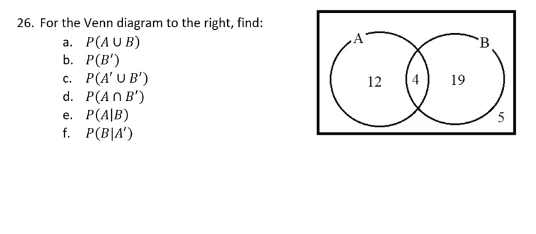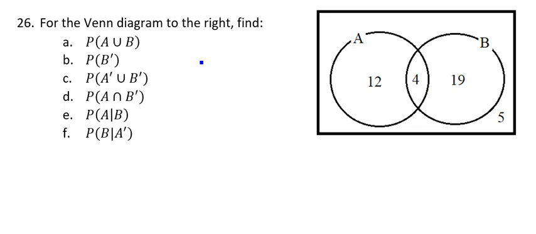This video is for data management students, and it's a quick video where I take up one of the exam review questions. In this case, it's question 26, the Venn diagram question. We're given a Venn diagram and then we're asked to find a bunch of probabilities. The first part says find the probability of A union B.